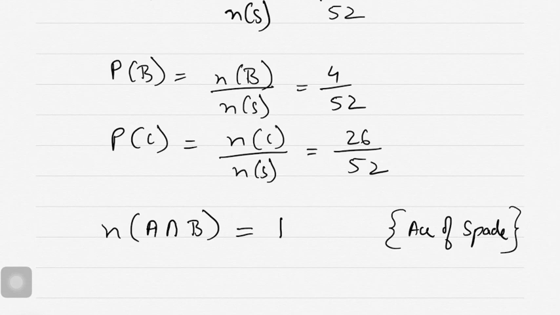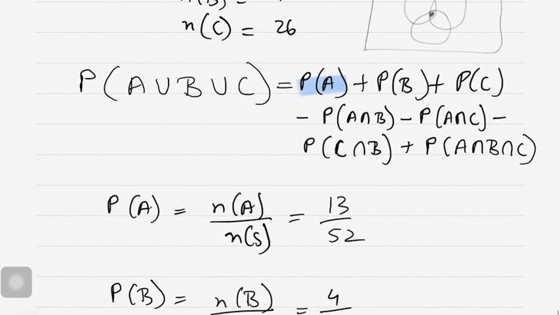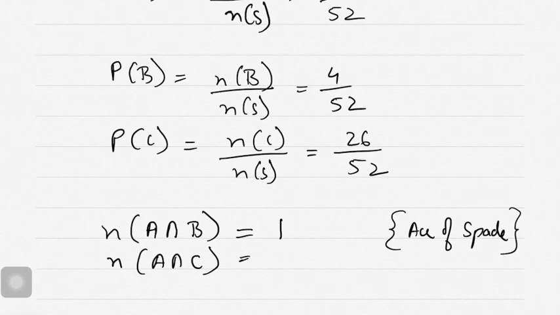Ace of spade is common. So your N of A intersection B is 1 card. Correct? And let us see A intersection C.